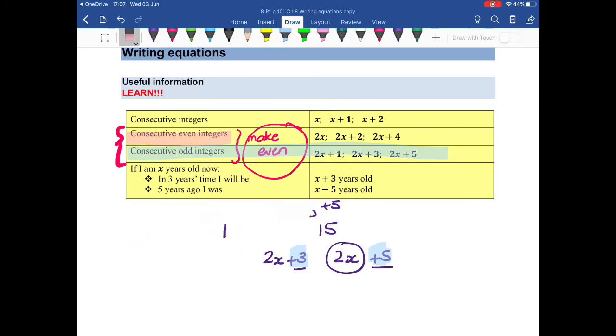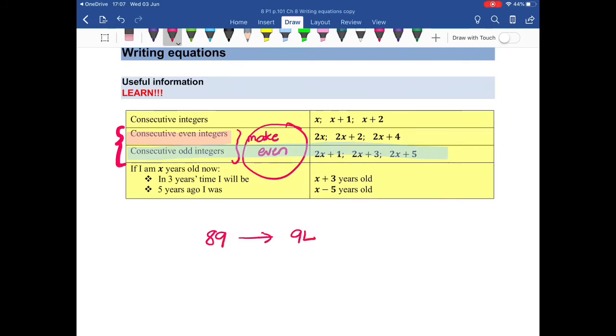So for example, I can say to you, this year I'm 89 years old. How old will I be in 5 years' time? So I'm going to be 89. In 5 years' time, I'm going to be 94. How much will I be in 10 years' time? Well, in 10 years' time, I'm going to be 99. So what did I do? I said, take that. So I've got my age. Over here, I added 5. Over here, I added 10.